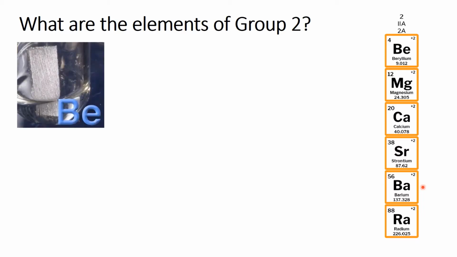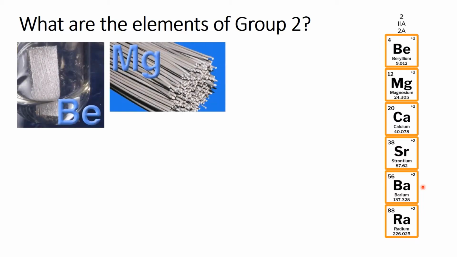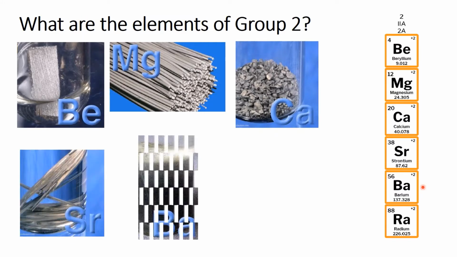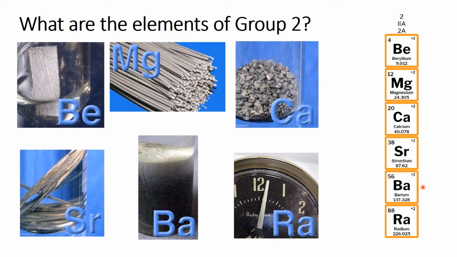In terms of their appearance, they all sort of look like classical metals. They're silvery in colour. However, as you go down the group, they get more reactive, and therefore you tend to find on the surface a dull grey material, which is the corresponding oxide.